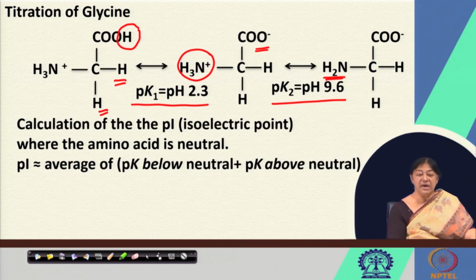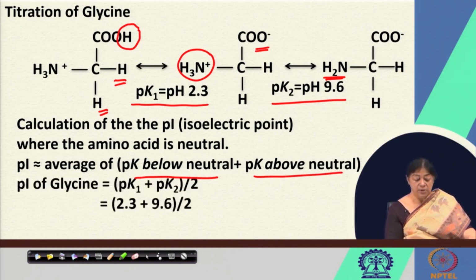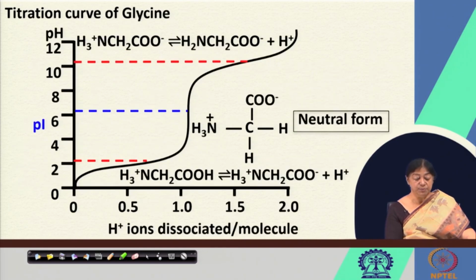This tells us that the pI is going to be the average of the pKa below neutral and the pKa above neutral. And what is neutral? Zero. So we look at pK1 plus pK2 divided by 2, and that is going to give us the pI of glycine. Fine. So now we are looking for a pKa value below neutral and a pKa value above neutral, and that is going to tell us the pI of the protein.